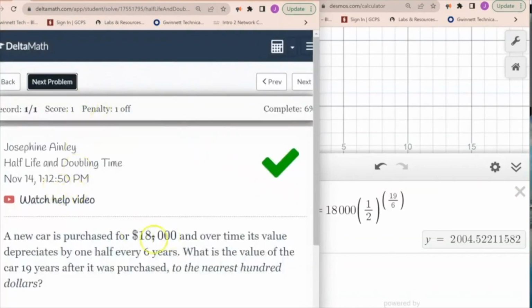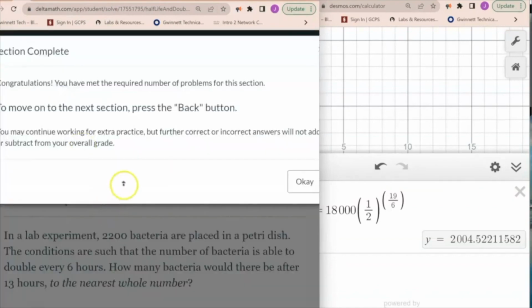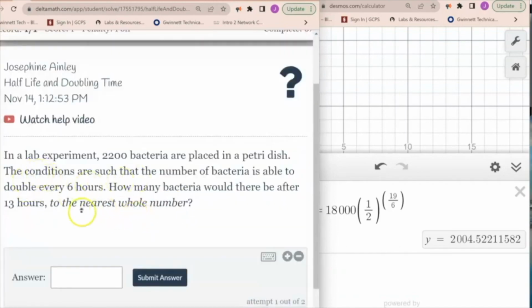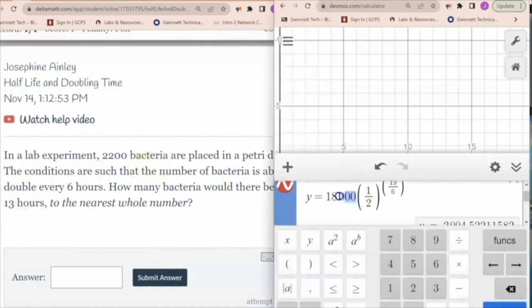All right, and again, the same thing. In fact, I'll do this question as well, because this one is a double. So exactly the same thing: your starting point is your A, so 2,200. Instead of halving it now, I'm doubling it.